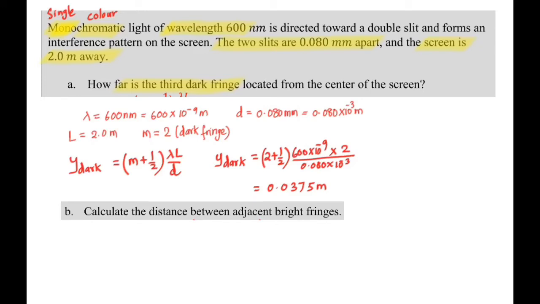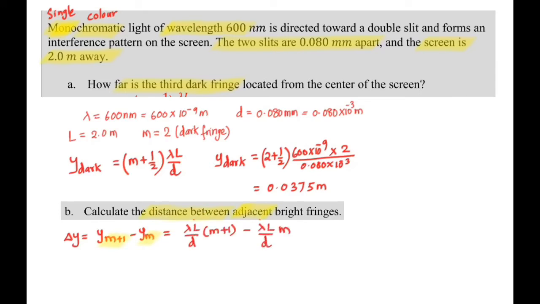Calculate the distance between adjacent bright fringes. We have the formula delta y equal to y(m plus 1) minus y(m). Why are we using this formula? Because it's asking for adjacent bright fringes. So we find the position of the mth bright fringe and the (m plus 1)th bright fringe and then we subtract it. So m plus 1 and m represents the adjacent bright fringes.